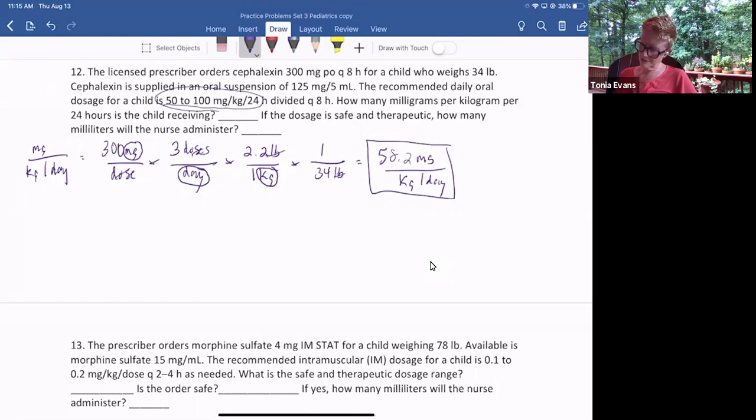How many milliliters will the nurse administer? So part 2, milliliters per dose. We know that 5 mLs is 125 milligrams, and we have 300 milligrams per dose. We have 5 times 300 divided by 125 is 12 mLs per dose.